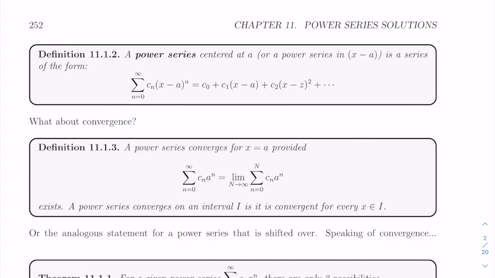A power series does not have to be centered at 0. It can be centered at some other point a. You can say a power series in x minus a, and all we're doing is swapping out the x for x minus a.